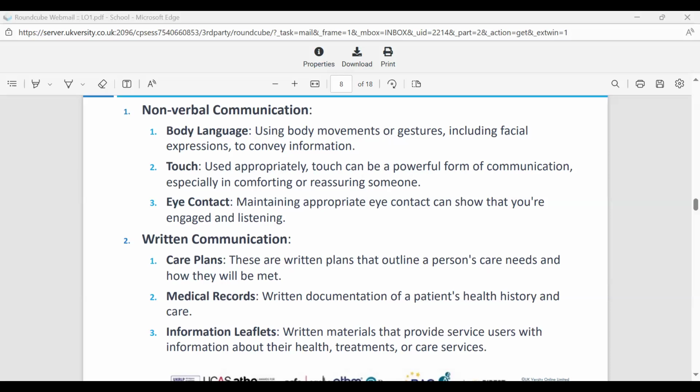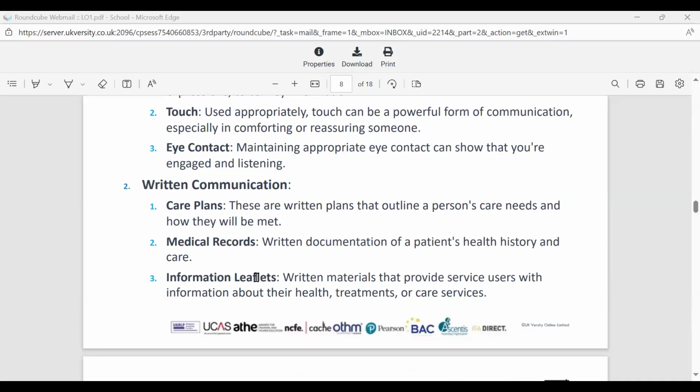We then have written communication, which is a form of transmission of messages. It may be through emails, it could be through letters, it could be through the formal record of interactions. It could be books, it could be social media. And when it comes to health and social care, we have care plans in place, and these are written plans that outline a person's needs, what they need to do.